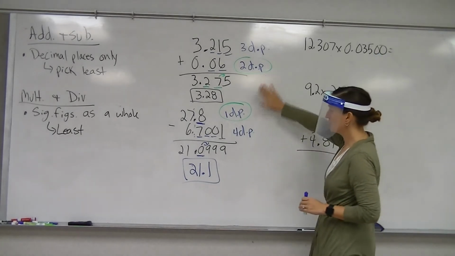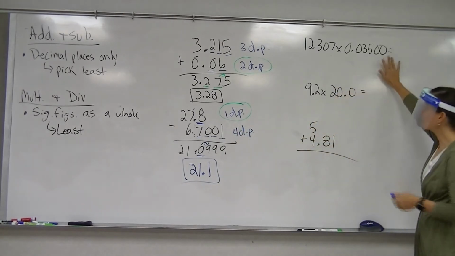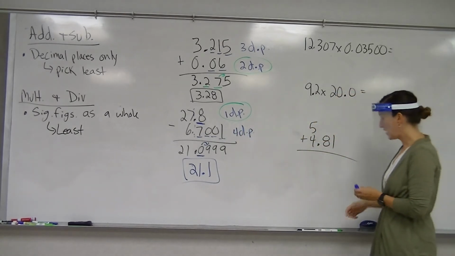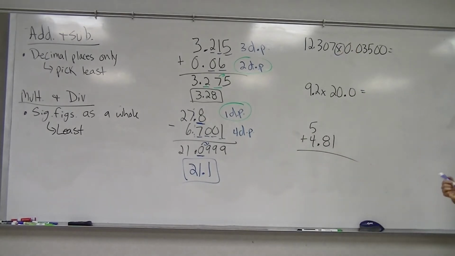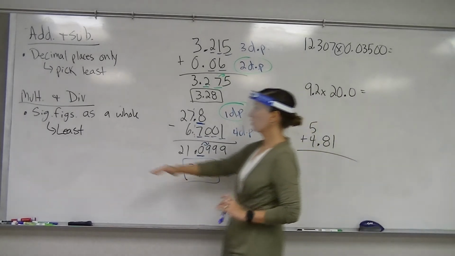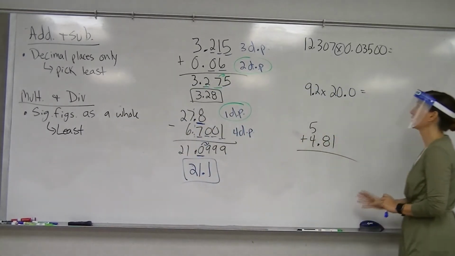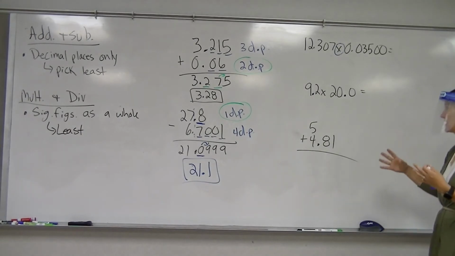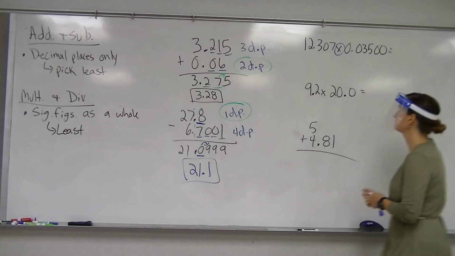So we've done addition, we've done subtraction, which follow decimal places. So I'm going to jump up to this one, and now we're doing multiplication. Since it's multiplication, we're no longer looking at decimal places. We're looking at significant figures as a whole. So what we did a moment ago, we're going to look at the whole number, count the sig figs in each, and pick the least once again.